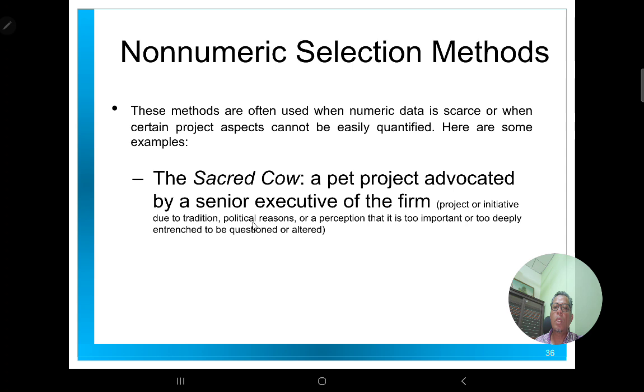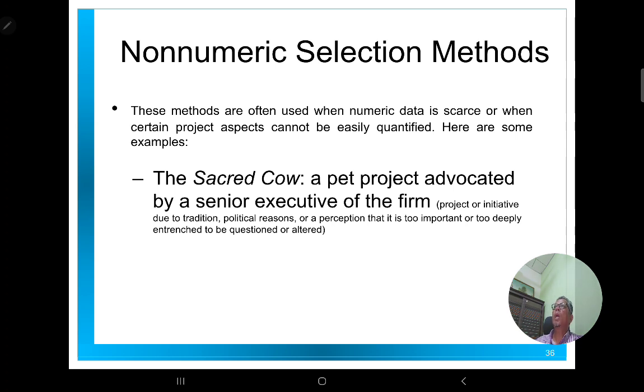Also due to political reasons. So when the general election comes, it's very necessary to do it for election purposes. Or it can be based on a perception that is too important or too deeply entrenched to be questioned or altered. I mean, they just want to do it for the sake of implementing it.